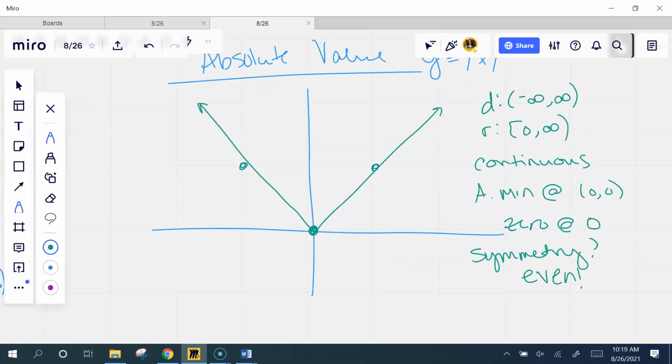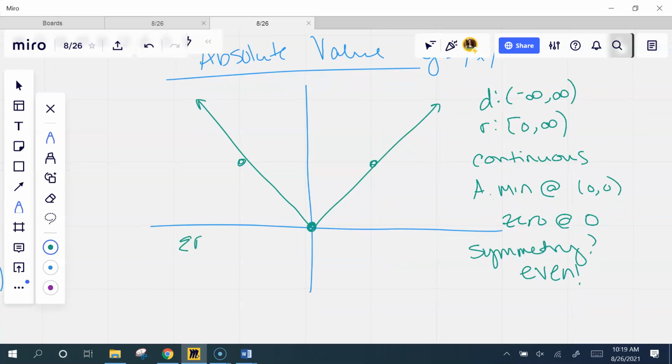End behavior. As x approaches infinity, what does y do? Goes to infinity. As x approaches negative infinity, infinity again, because both ends go up. Everybody good?